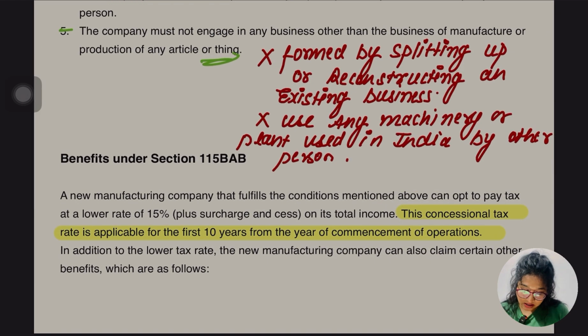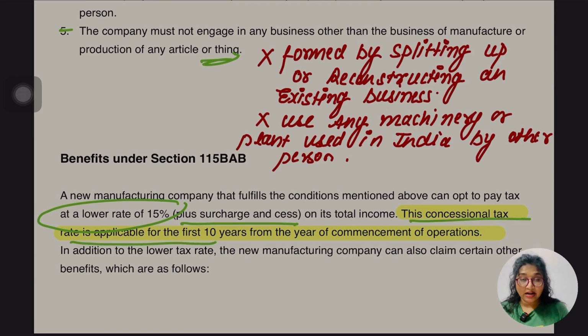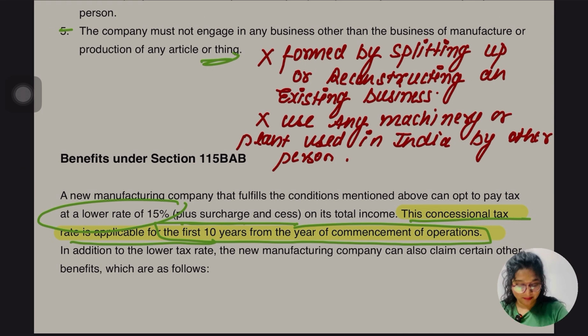A new manufacturing company that fulfills the conditions mentioned above can opt to pay tax at a lower rate of 15% plus surcharge and cess on the total income. This concessional rate is applicable for the very first 10 years. Let me say it again: this concessional rate is applicable for the first 10 years from the year of commencement of operations. So it is clear that for the very first 10 years they can use this section 115BAB.